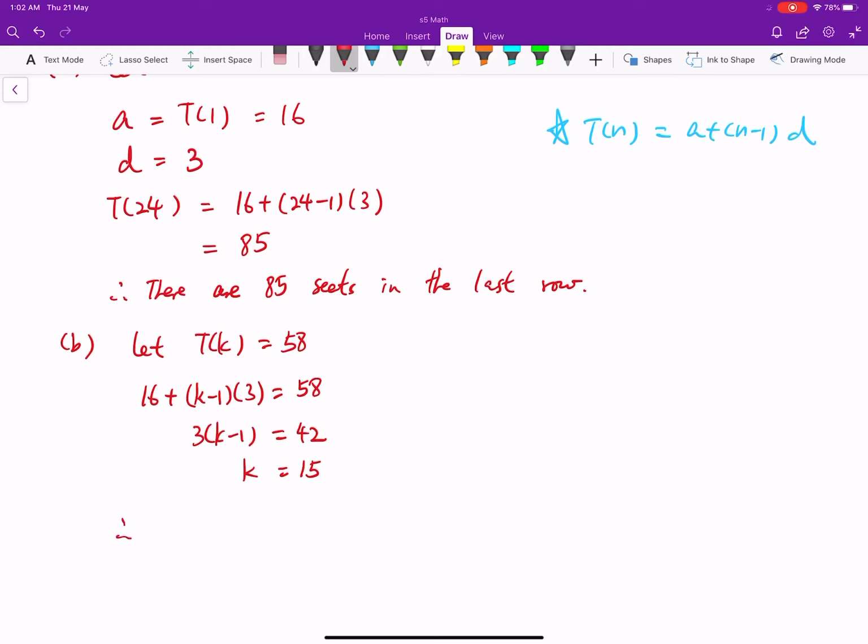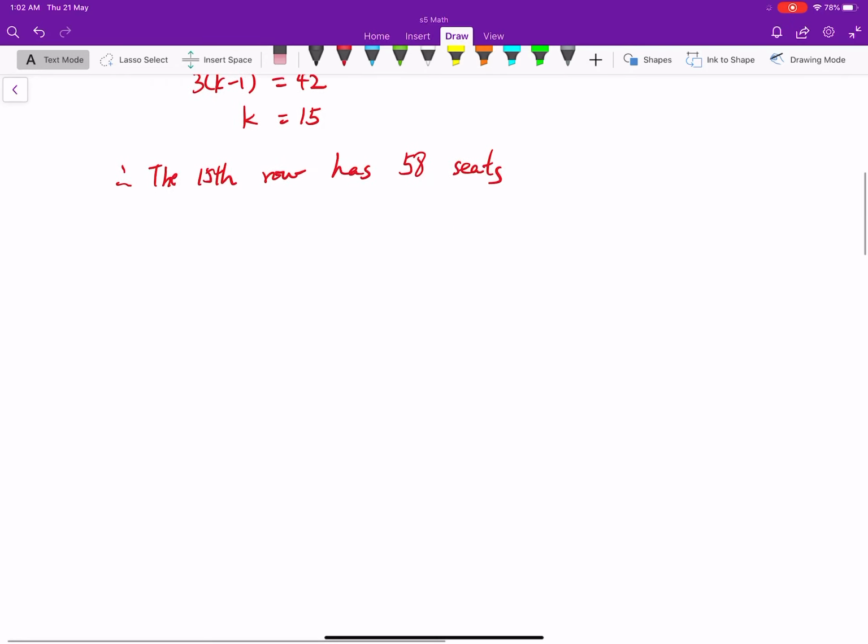So again, we give the conclusion. So the 15th row has 58 seats. So this is the solution of the first example. And then we'll come to the second one.